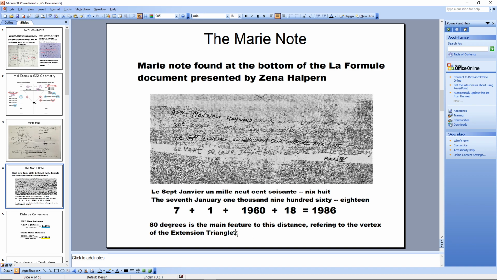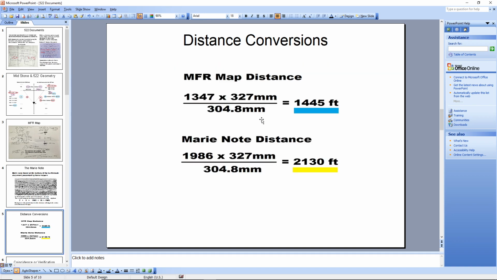Okay. So we have 80 degrees mentioned, which we know is the angle of the triangle we just were looking at. And we also have another distance here. So when you take these distances and you convert them, 1347 to 1986, into these distances, that's what we get.